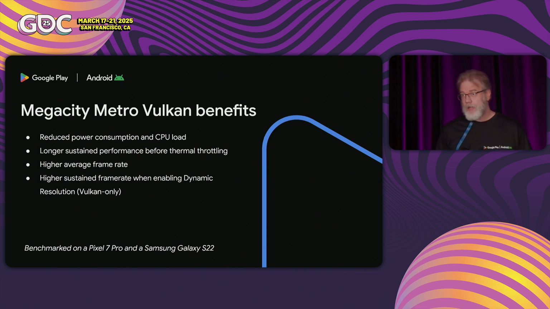Additionally, when taking advantage of Unity's dynamic resolution feature, which requires Vulkan and isn't supported on GLES, Mega City Metro can run at an even higher sustained frame rate on Vulkan, with a modest trade-off against visual fidelity due to the upscaling algorithm.